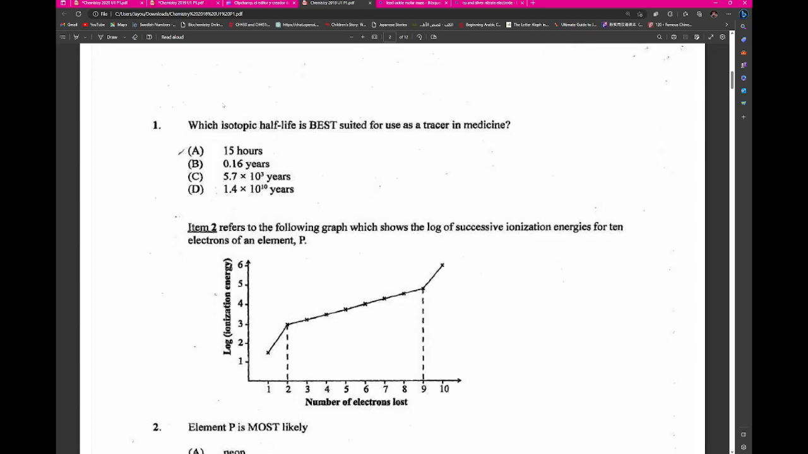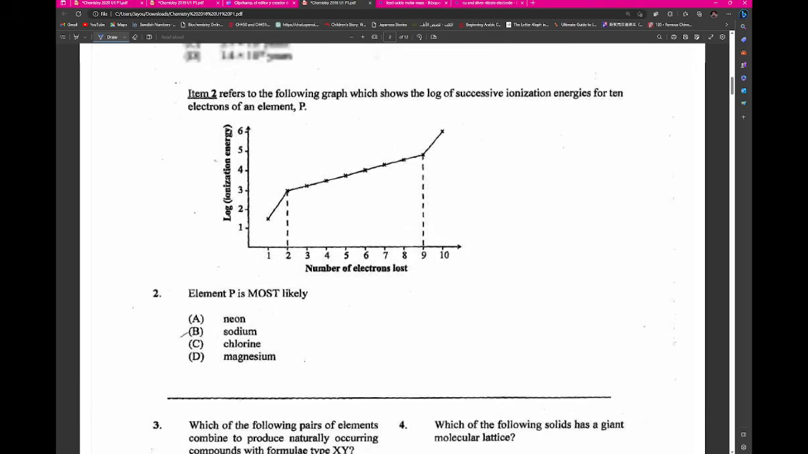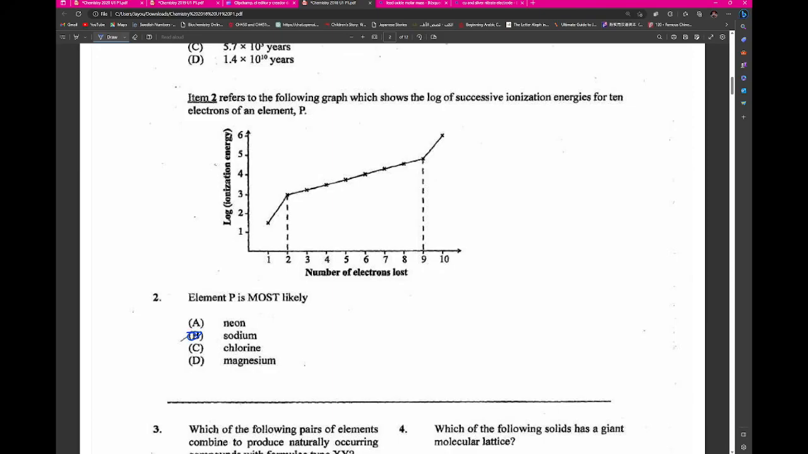Now, most of these are repeats, so I'm going to be going through some of the extensive working-out questions, and you can watch the videos where I worked them. So we're looking at this. We want the half-life best suited for a tracer in medicine. It needs to last for a good while, but you don't want it to last an extremely long while, so around 15 hours should be fine. Element P is most likely sodium, because we're seeing that the first ionization energy is a huge leap. So this is a group 1 element, and sodium is the only group 1 here.